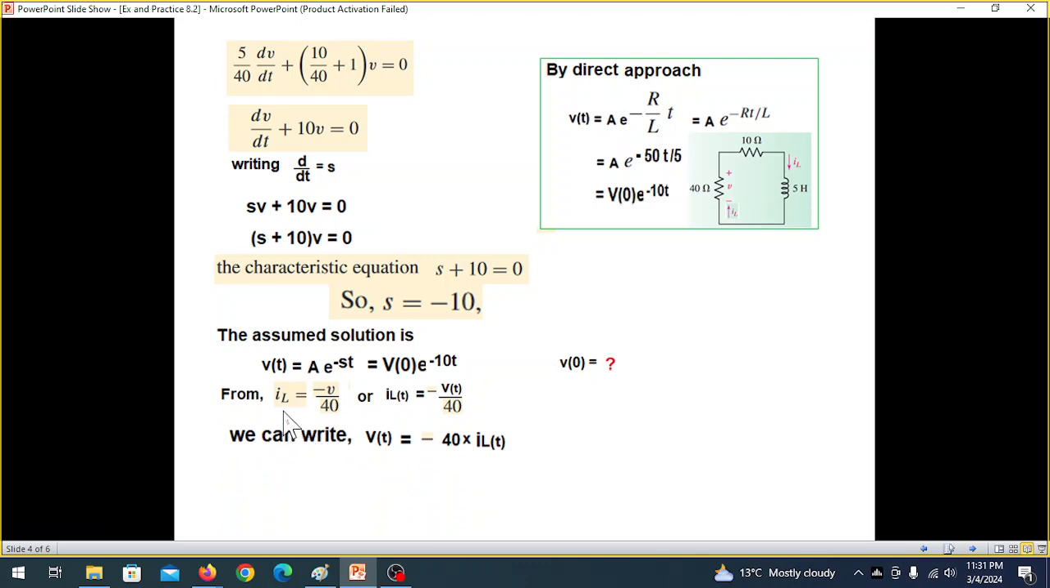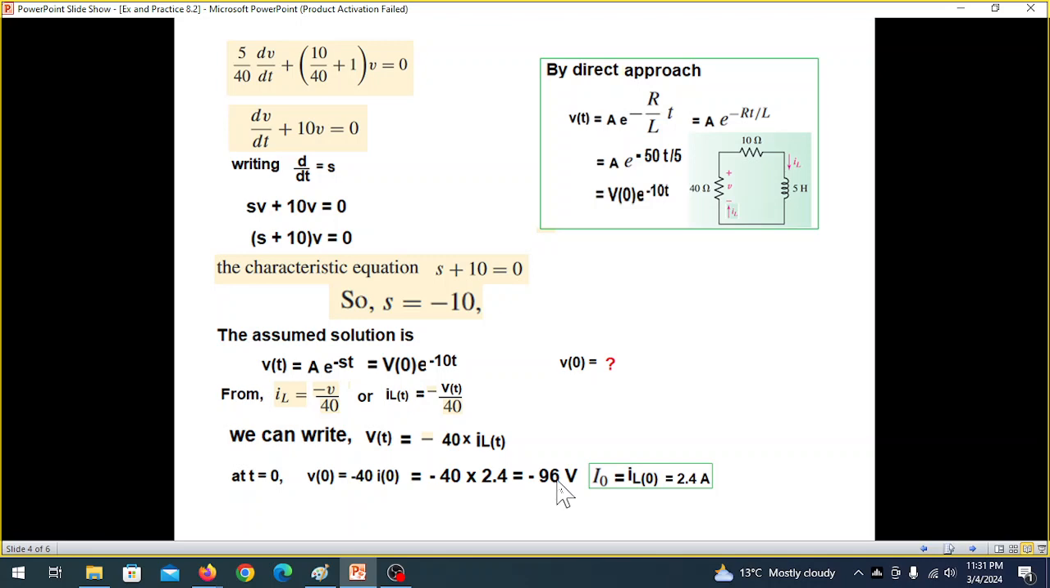Now to find V0, we are again using this IL is minus V over 40 relation. And from here, IL can also be written in terms of t. So ILt is equal to minus Vt over 40. And from here, we can write Vt is equal to minus 40 into ILt. Now at t is equal to 0, this will be V0 and this will be IL0. And IL0 we had found already to be 2.4. So we'll plug in that value. That means V0 is minus 96 volt.